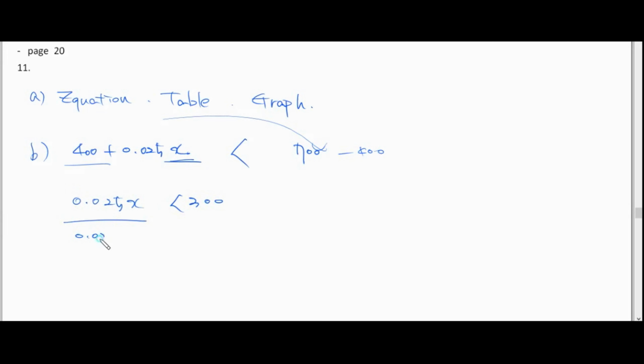Then we'll divide both sides by 0.025. So x is smaller than 12,000. So when his sales are smaller than 12,000, he should move jobs. And if his sales are higher than 12,000, he shouldn't move jobs.